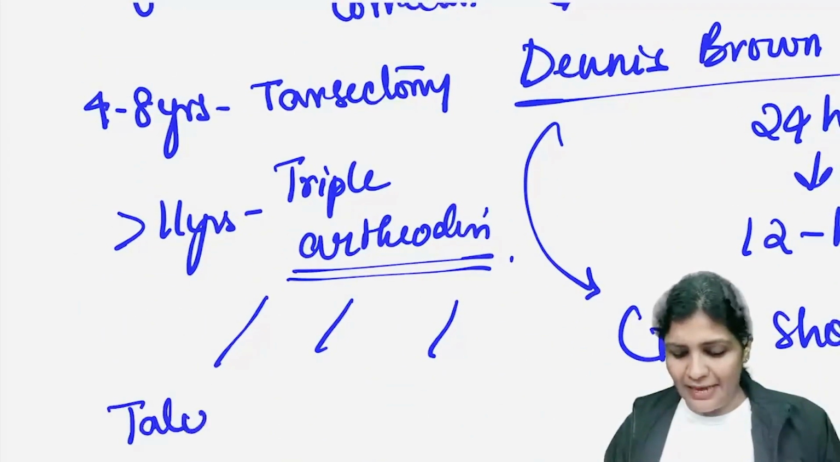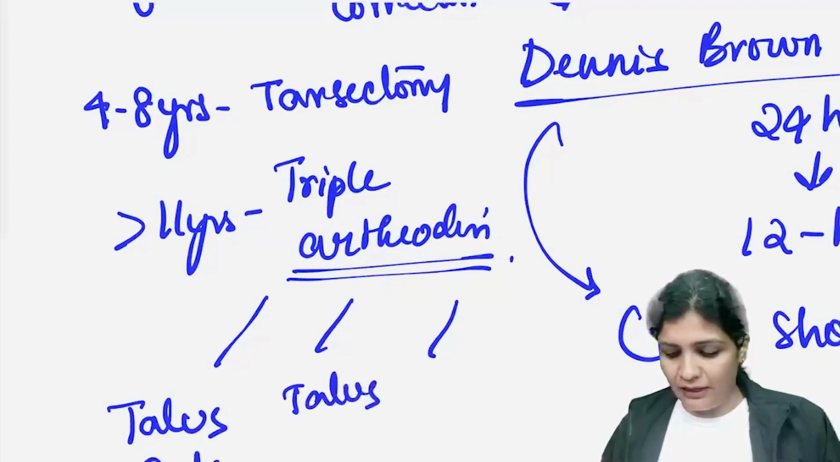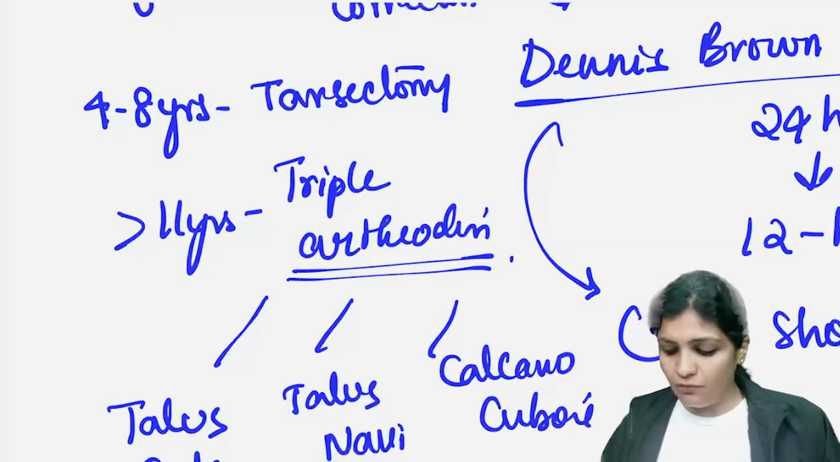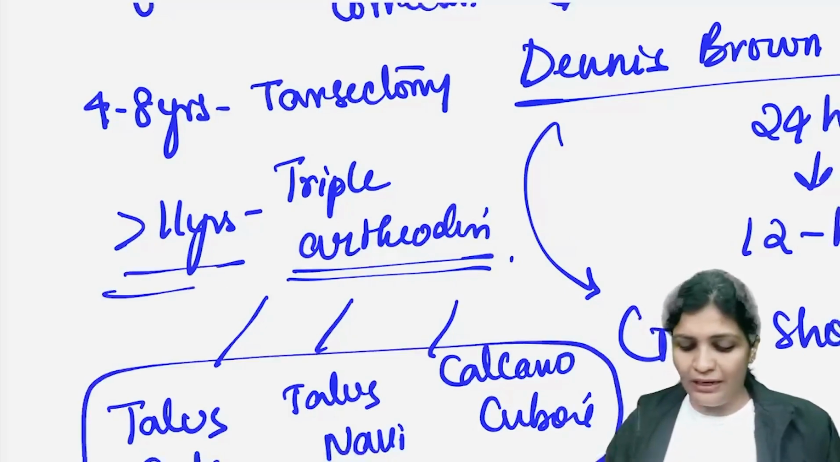One is talus and calcaneum. The second one is talus and navicular. And the third one is calcaneocuboid. So this is how you treat when the patient is more than 11 years.